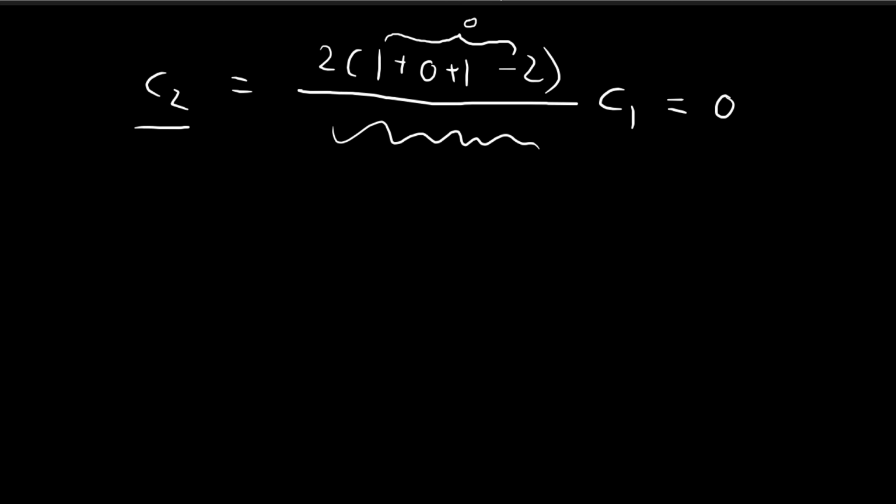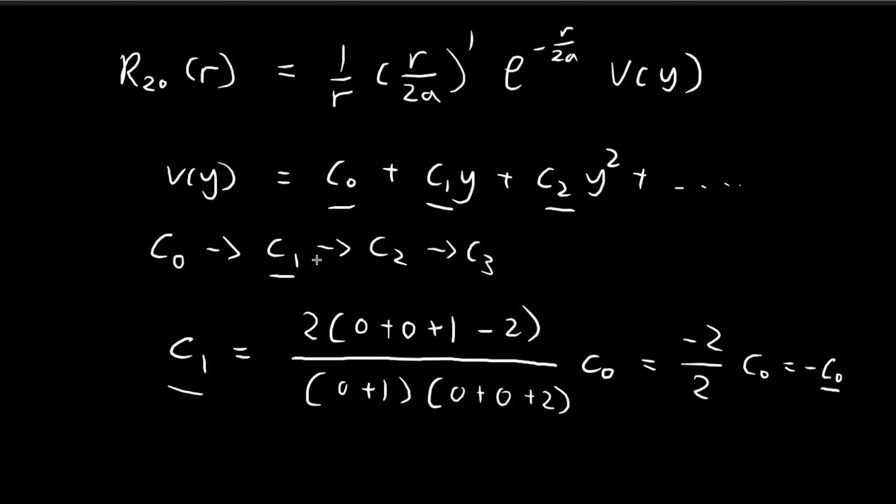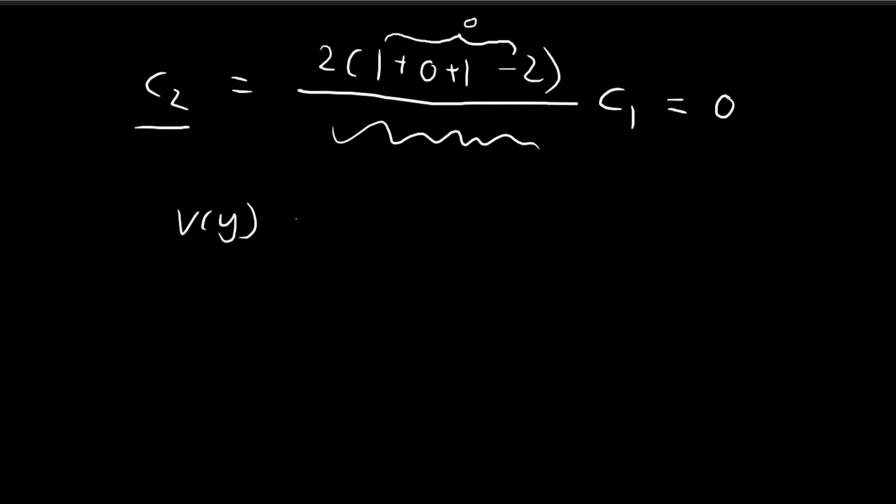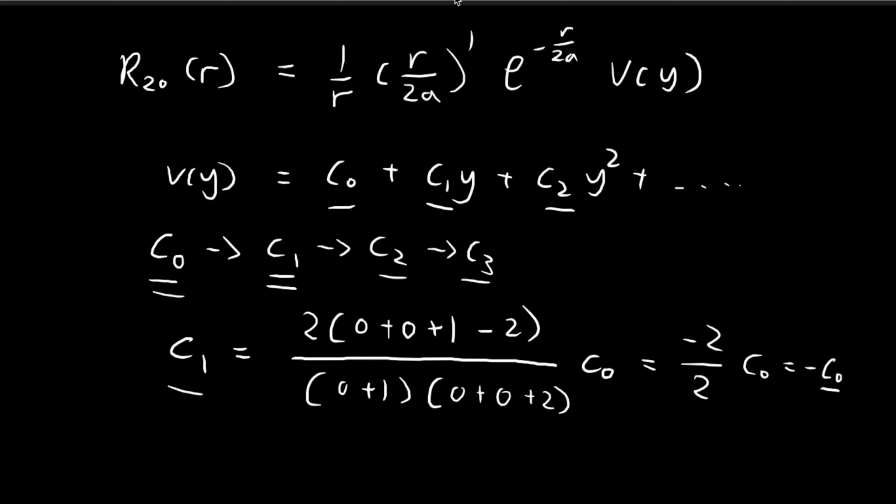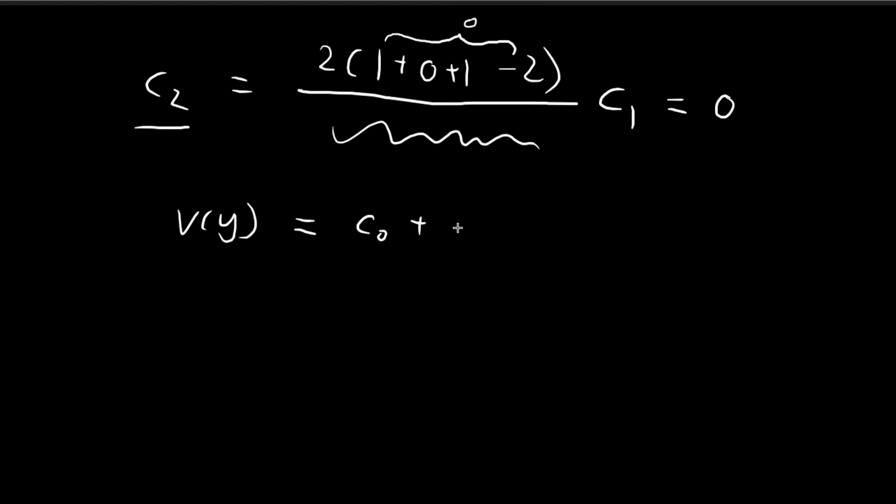So you can see that the chain of coefficients stops after C1. So we have C0, C1, both of these are non-zero, and then the rest, C2, C3, and all the way to infinity, they're all 0. So what this implies is that v of y is going to be composed of only two terms. It's going to be equal to C0 plus C1y, and then the rest of the terms will all be equal to 0. And then we know that C1 is equal to negative C0, so we can directly apply this, so we get something like this.